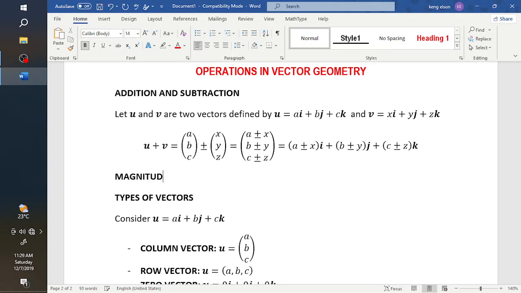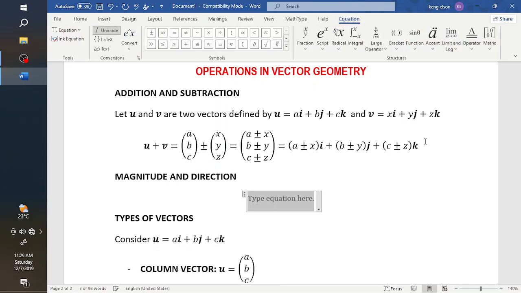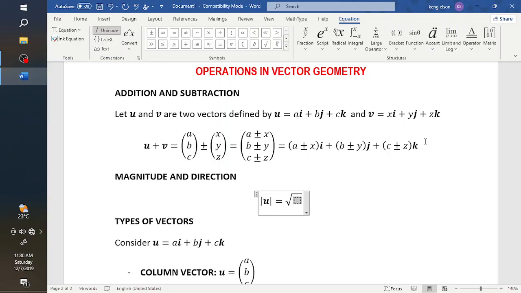So magnitude and direction. Let's look at magnitude. The magnitude of the vector u, we are still dealing with the vector u above. All we do is take the square root of the sum of the squares of the different components. That gives you the magnitude.